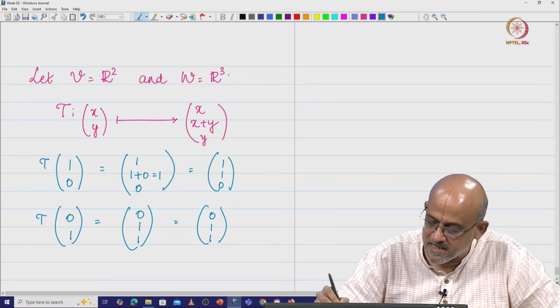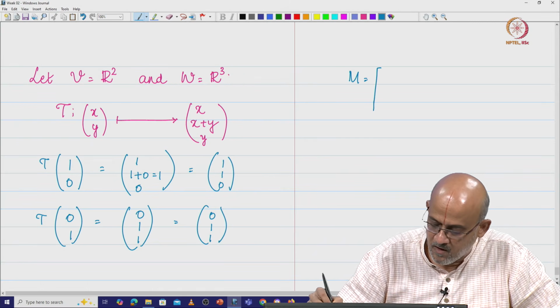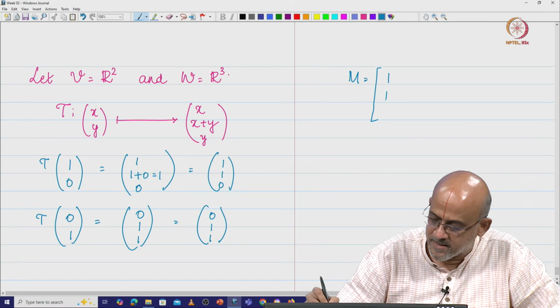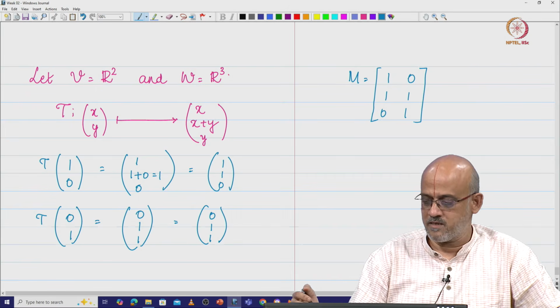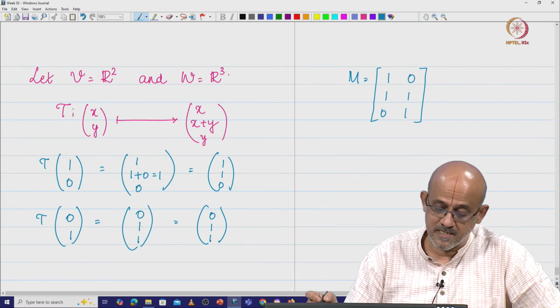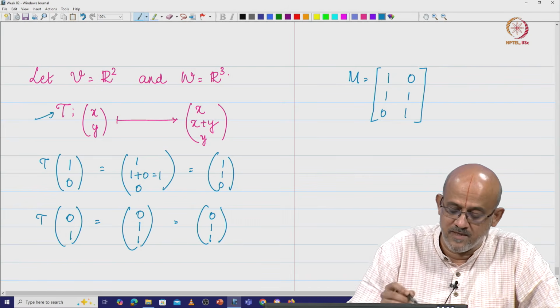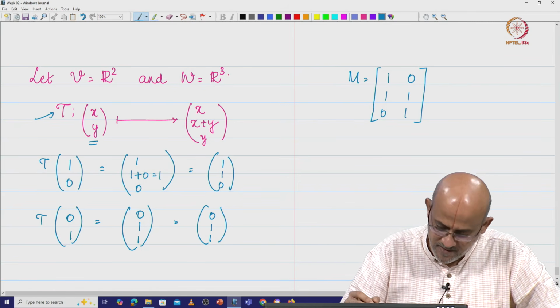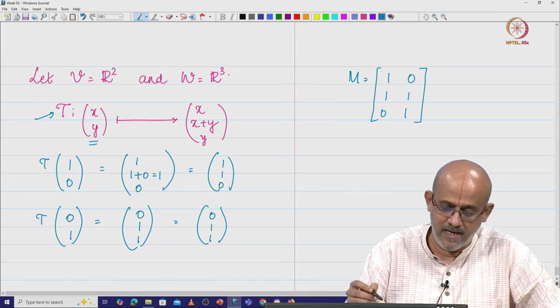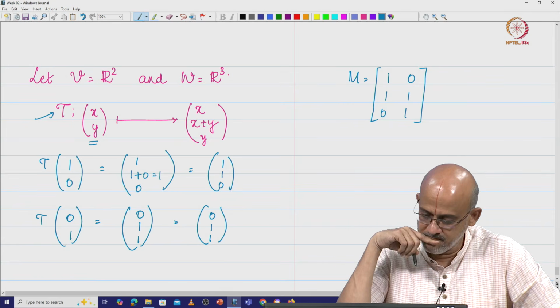Therefore, what is the matrix which is going to do this transformation? The matrix is going to be 1 1 0, 0 1 1. This is the matrix that is associated with this transformation T, which takes every vector in R2 to a vector of this form (x, x plus y, y) in R3.